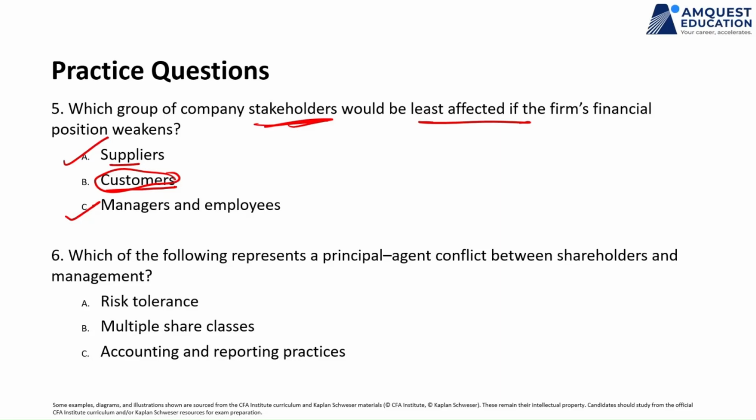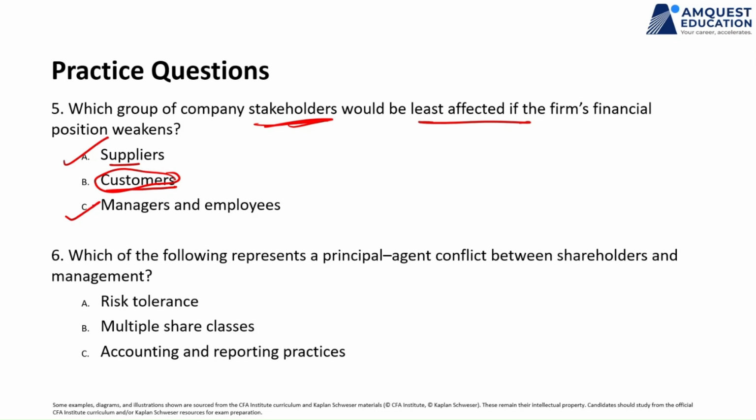Which of the following represents a principal agent conflict between shareholder and management? Risk tolerance, multiple share classes, and accounting and reporting practices represents a principal agent conflict. Risk tolerance. Risk tolerance is the least impacted. Yes. A principal agent conflict, risk tolerance is the least impacted category for us.